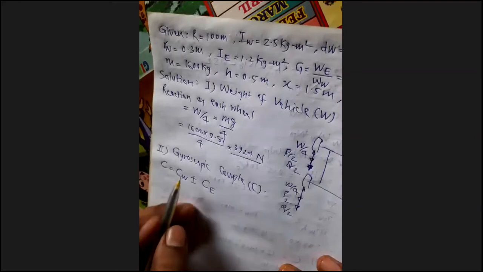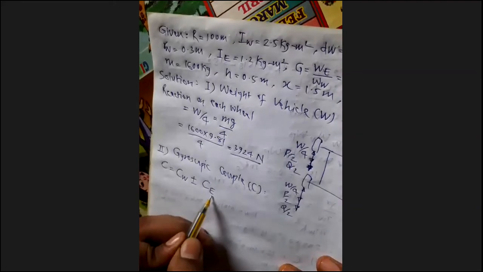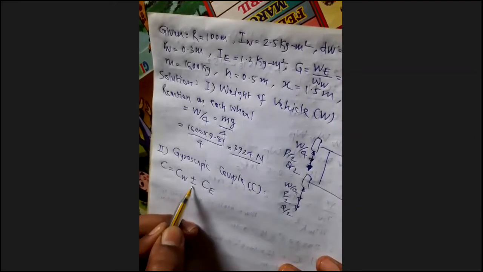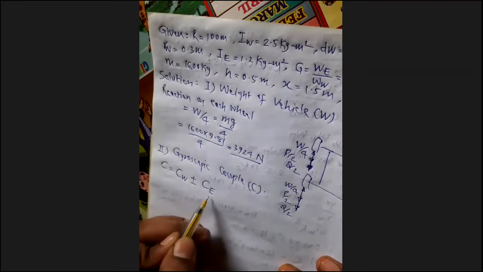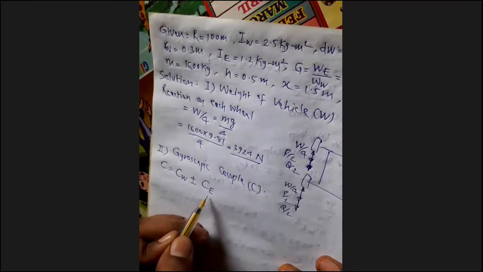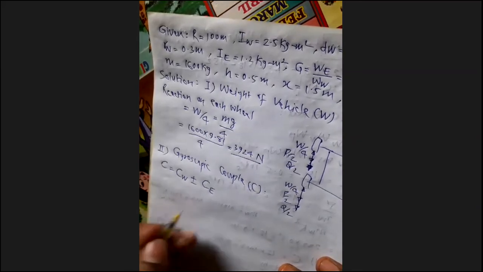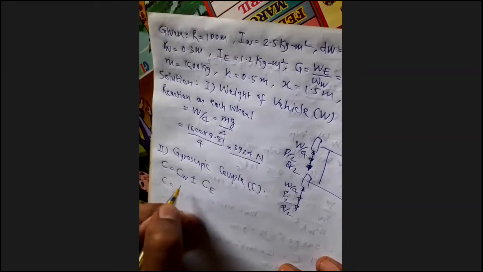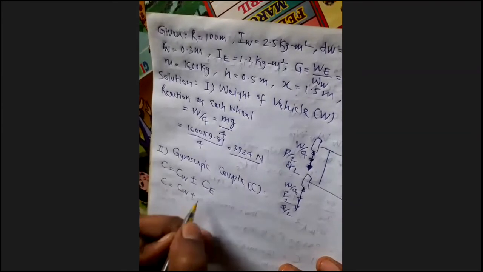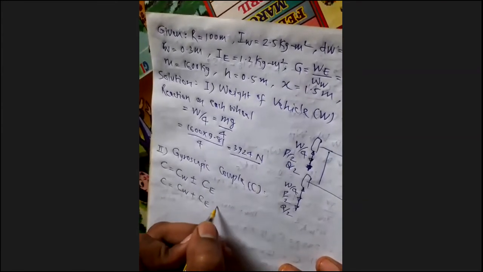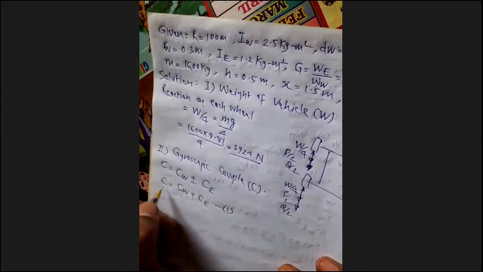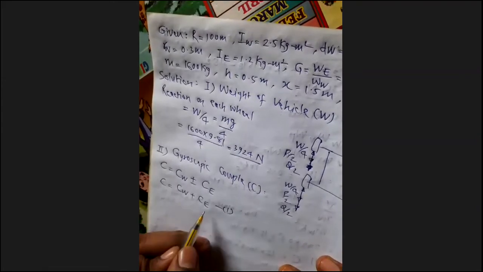Now, plus sign we use when the wheels and the engine are rotating in the same sense. Negative sign we use when the wheels and the engine are rotating in opposite sense. Now, in this question, it is given that the wheels and the crankshaft, the rotating part of engine, rotate in the same sense. As they are rotating in the same sense, we will consider positive sign. So this is equal to CW plus CE. So in order to find total gyroscopic couple, let us first find what is CW and what is CE.